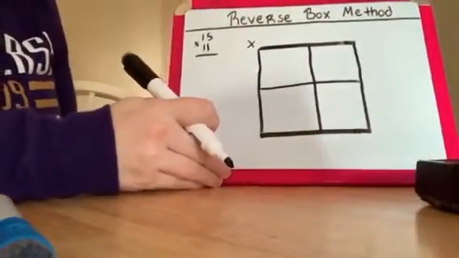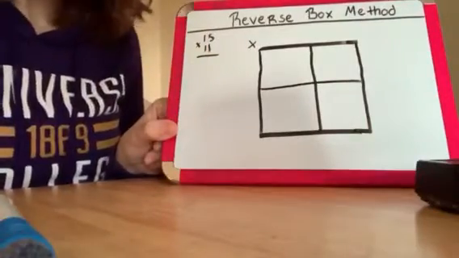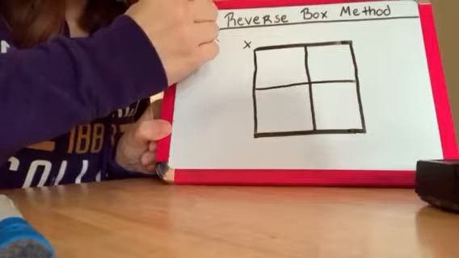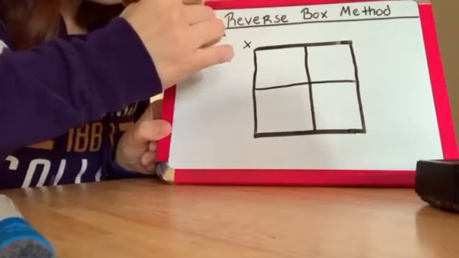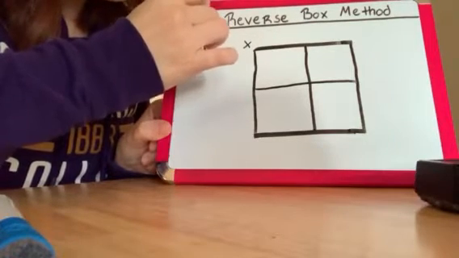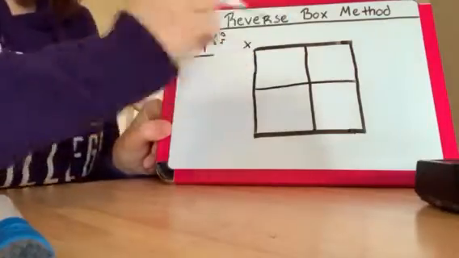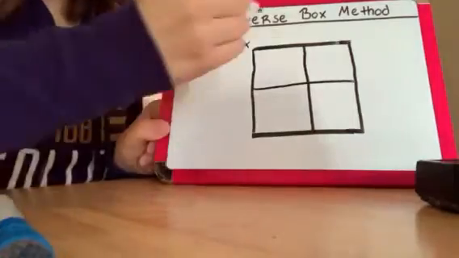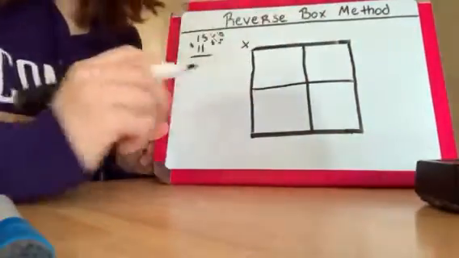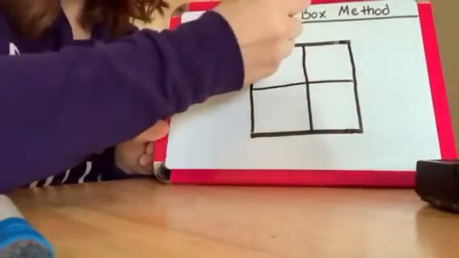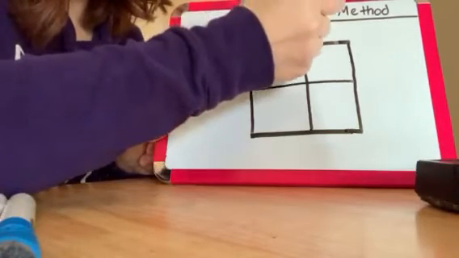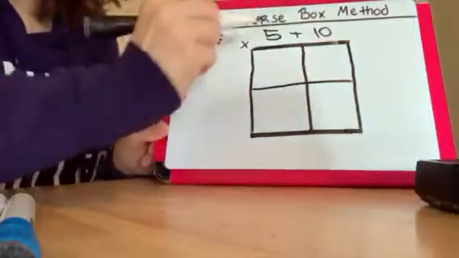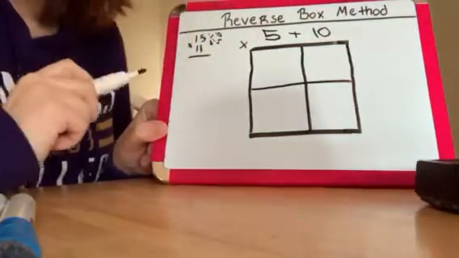Okay, so now we need to break the 15 into tens and ones. So 15 has 1 ten, which is 10, and 5 ones, which is 5. So now we're going to put that over here on the top of our box. And we're going to do little, big. That's how we're going to break it up. So we're going to do 5 plus 10. And 5 plus 10 is 15. So this represents our 15 here.